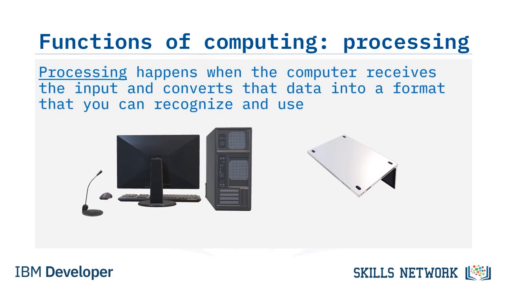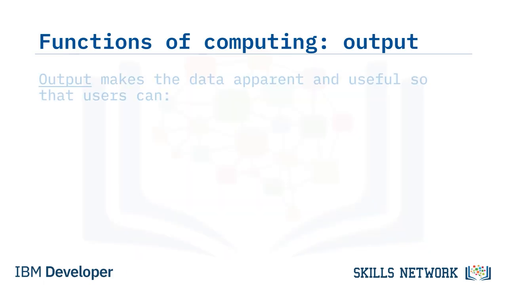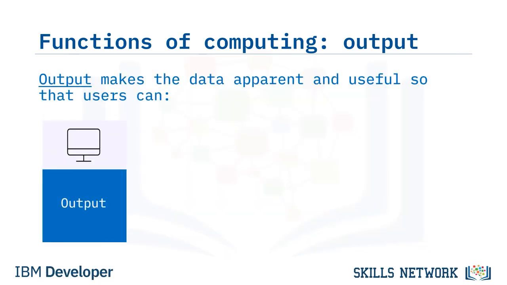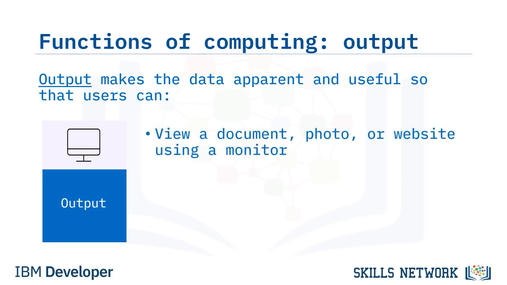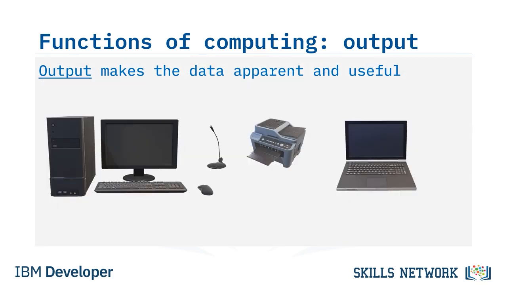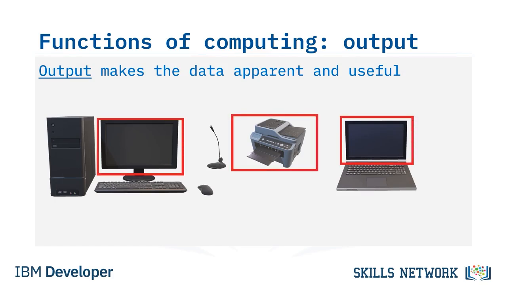Processors, also called central processing units or CPUs, are located inside computers on a system board, also called a motherboard. These boards and their processors are usually located centrally within the devices. Next, the computer delivers the processed results to the default or configured output devices, including monitors, speakers, and printers. Output, meaning what you see, hear, or understand, is what makes the data apparent and valuable.